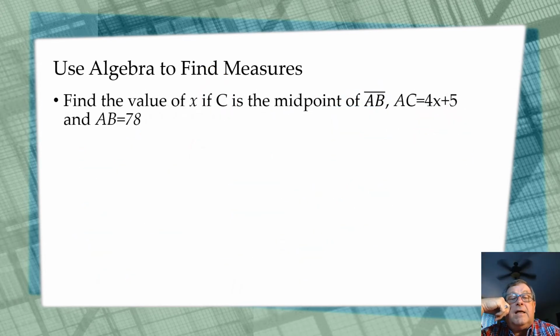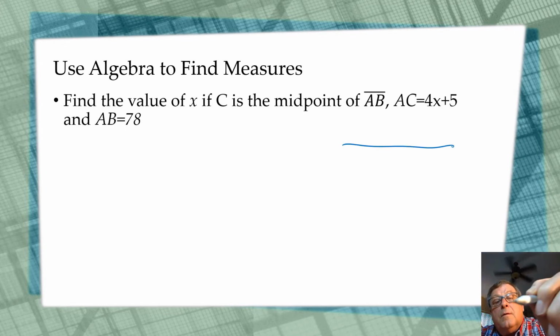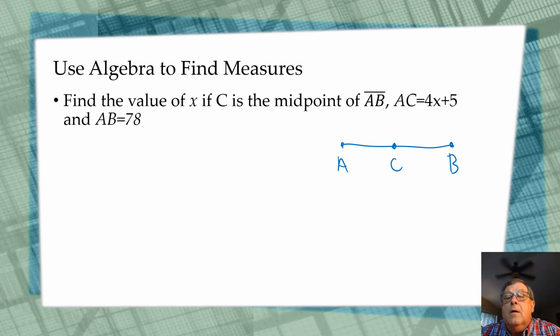Find the value of X. Now this time all I have to do is find the value of X. If C is the midpoint of AB, well again, I'm going to just draw a segment. Here's A, here's B, there's segment AB. C is the midpoint, so it's going to be right about there.